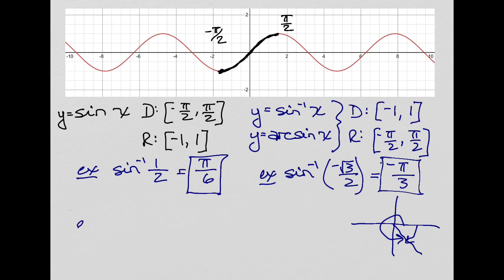One more. Suppose I want to evaluate the arc sine of negative 1. So I'm looking for the angle between minus pi over 2 and plus pi over 2 that has a sine value of negative 1, and that'll be negative pi over 2. And that's the inverse sine function.